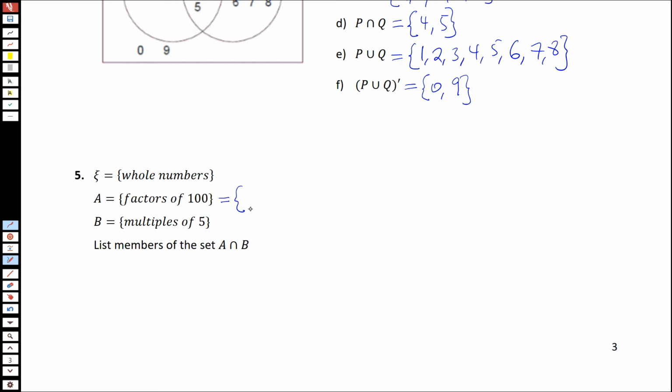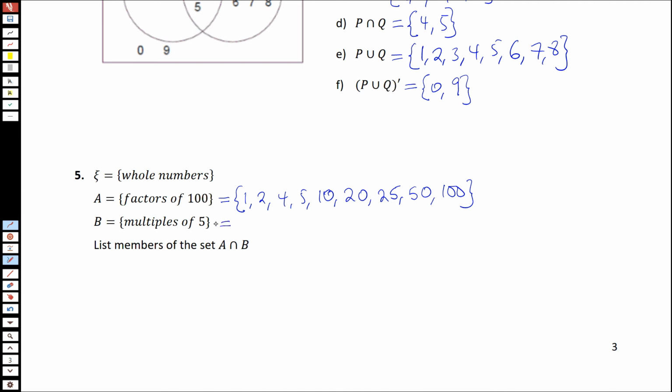Factors of 100 are basically numbers that multiply to give 100. The smallest number is 1, because 1 multiplied by 100 is 100. And then you have 2, 4, 5, 10, 20, 25, 50, and 100. So these are factors of 100.